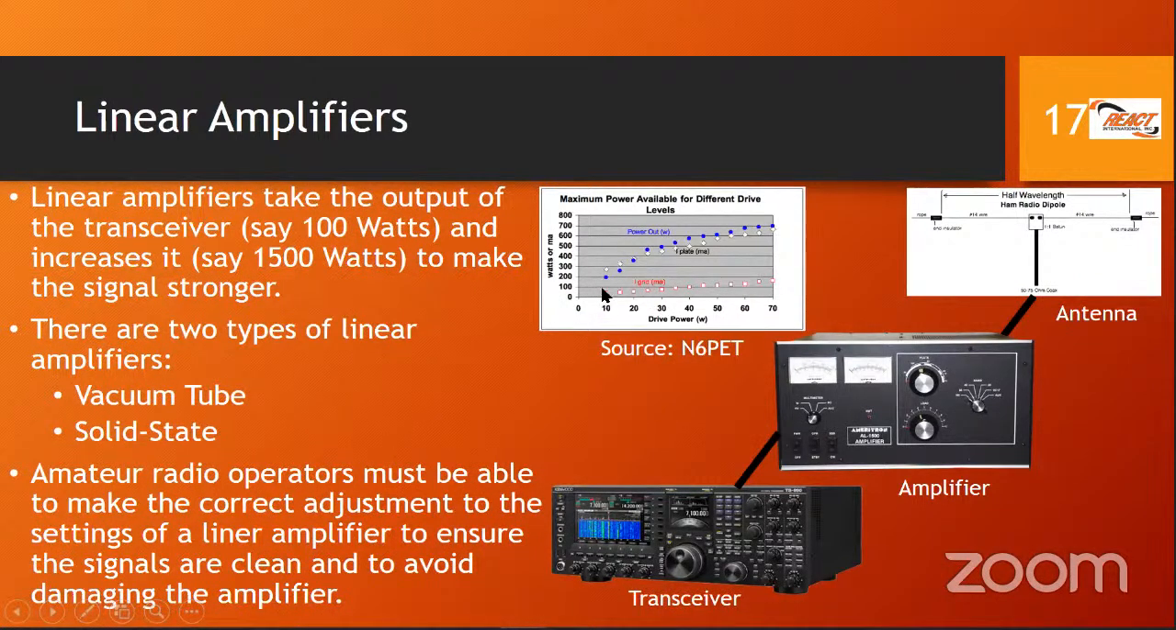And notice here that I have a little graph. This is just FYI, extra information. If you are driving your amplifier with your radio at this level of output, notice that you have a commensurate amount of output from your amplifier. So this graph shows if I'm driving only with 10 watts, maybe I get about 200 watts. If I'm driving at 30 watts, maybe I get 500 watts out. If I'm driving 70 watts from my transceiver into the amplifier, my amplifier may give me 700 watts. So I can adjust my output transmit power of my radio, and that will adjust the output transmit power of my amplifier as well. This is just a graph to show you that.